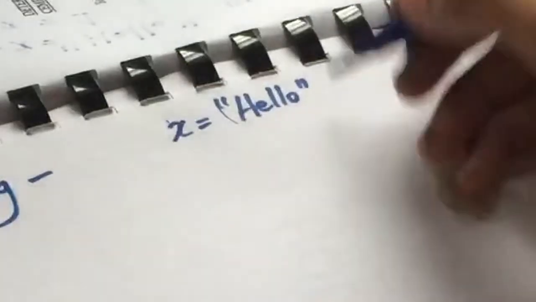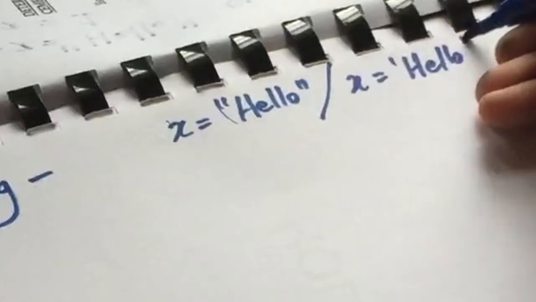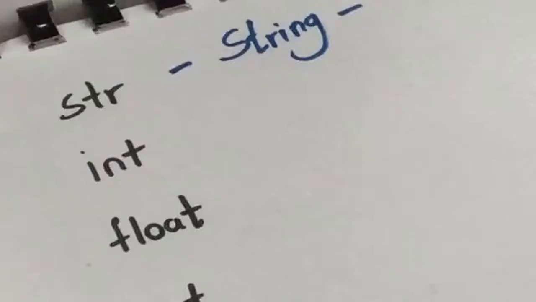You can see I have used double quotes. So that means it is a string. You can also use single quotes as well. So that is a string. Now let's go to the next one.